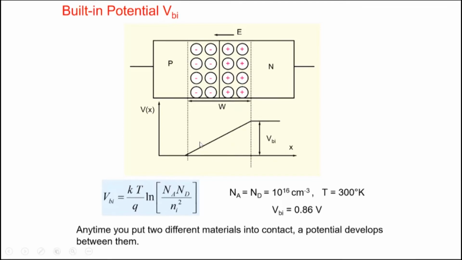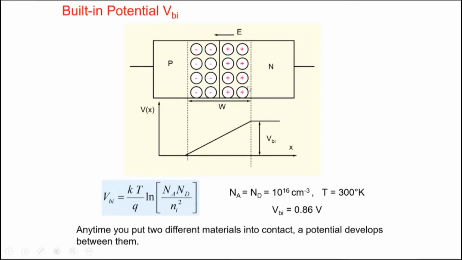Now we can show that anytime you take two materials, it's not just about P and N. In this case, when we took P-type and N-type regions and brought them into contact, we find that there is a potential that develops at the junction. That is true whenever you bring two different materials into contact: you will find that a potential develops between them. And that potential is what we call the contact potential.